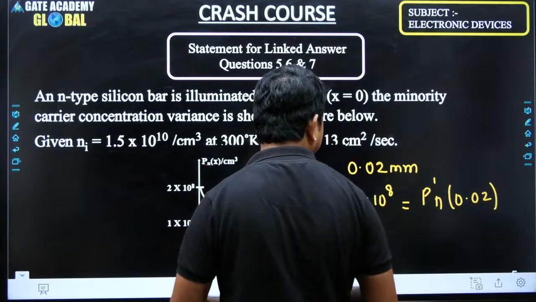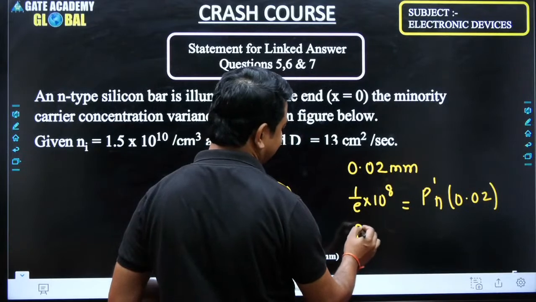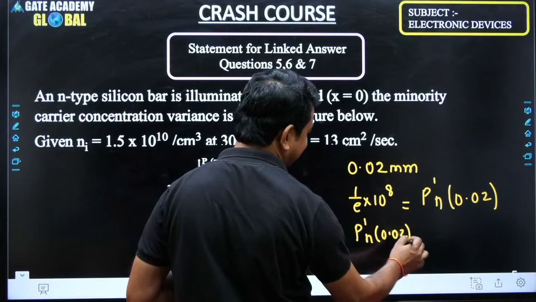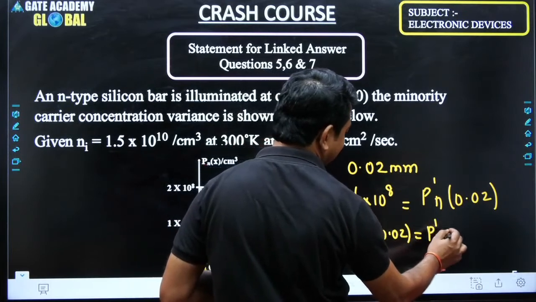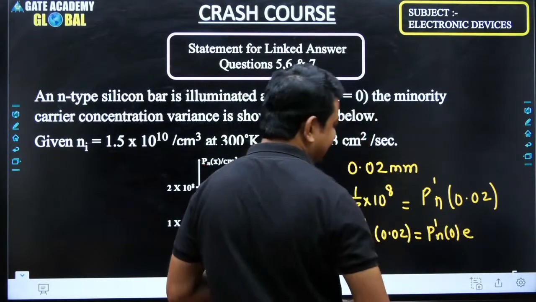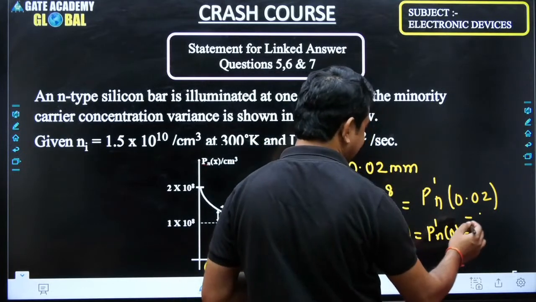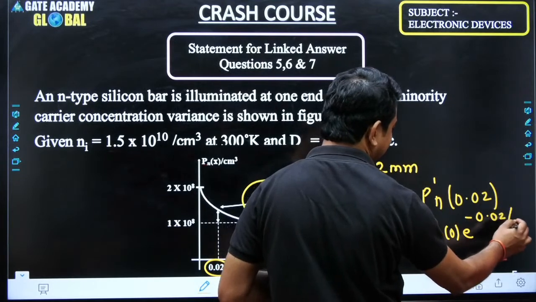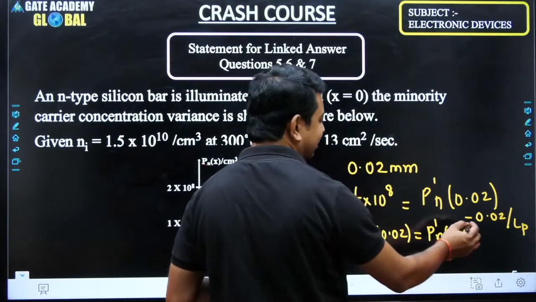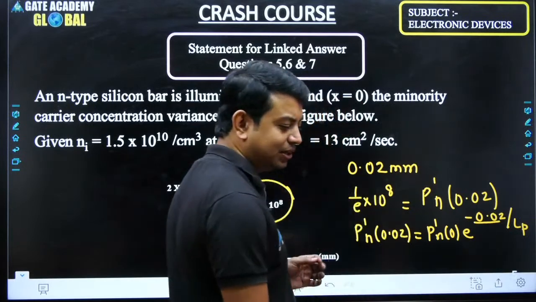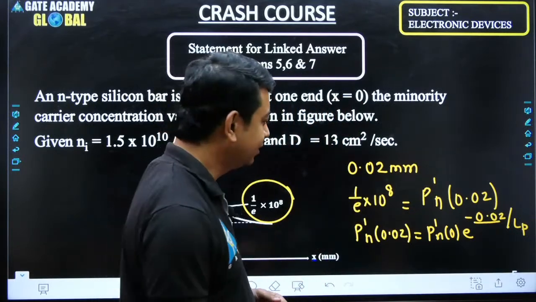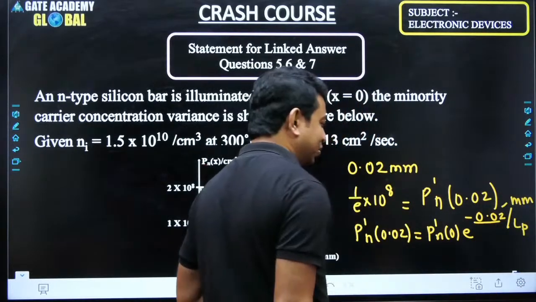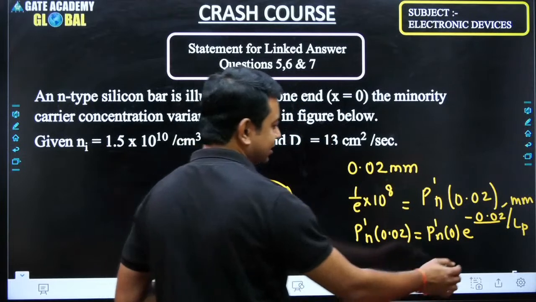Now what we have to do? We have to simply write the equation: P dash n at 0.02 is given by P dash n of 0 into e raised to minus x, where x is 0.02 divided by LP. Just take care that this value is written in millimeters. So here we are writing it in millimeters. Only one thing is unknown here, and that is LP.